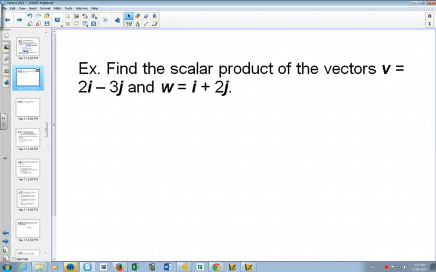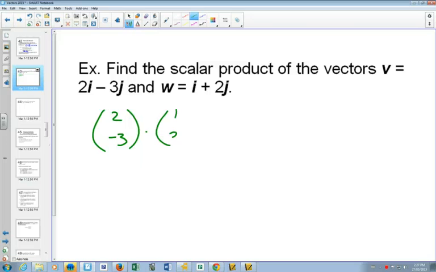So, find the scalar product of those two vectors. So you could rewrite them: (2, negative 3) dot with (1, 2). 2 times 1 is 2. Negative 3 times 2 is negative 6. So the dot product is negative 4. Not too bad.